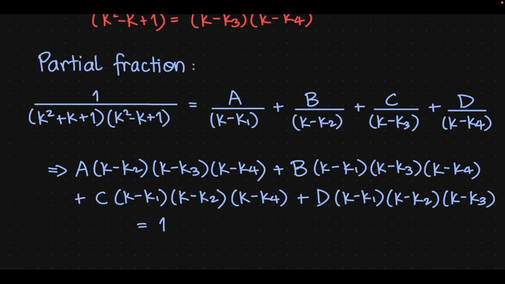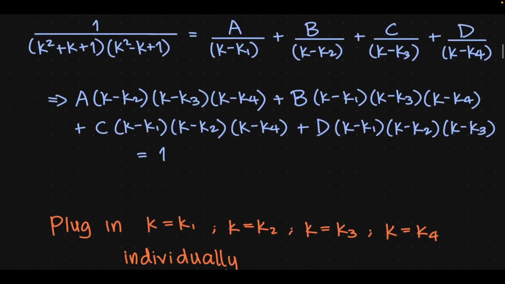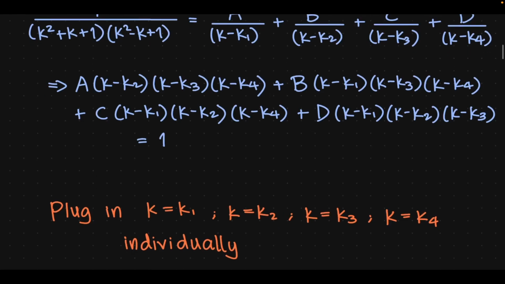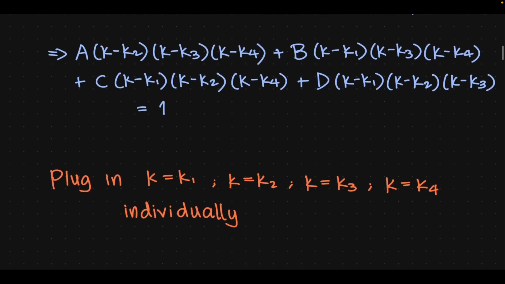that's not what we're going to do here. What I'm going to do is instead plug in k equals k1 in this equation. When I do that, every term apart from the first one will cancel off. And then that's one equation. Second equation, k equals k2, k equals k3, k equals k4. I will have 4 equations here. If I do this individually, this is the Heaviside method of solving this.